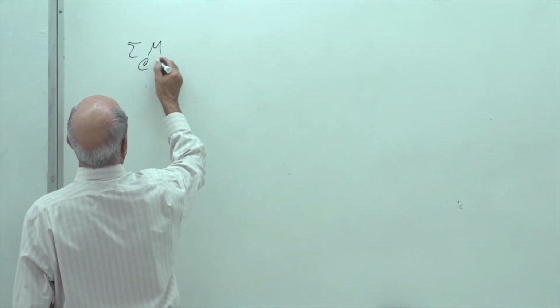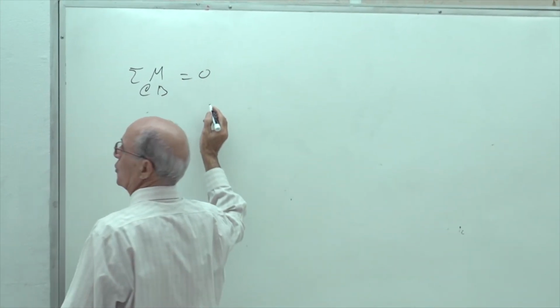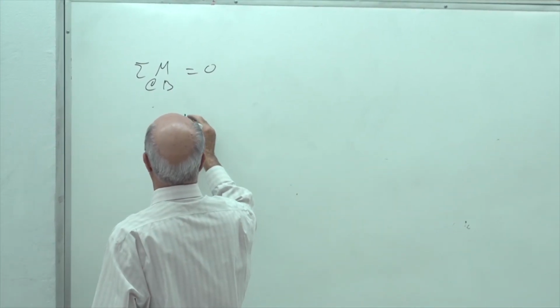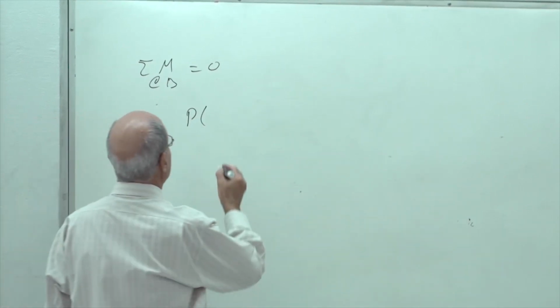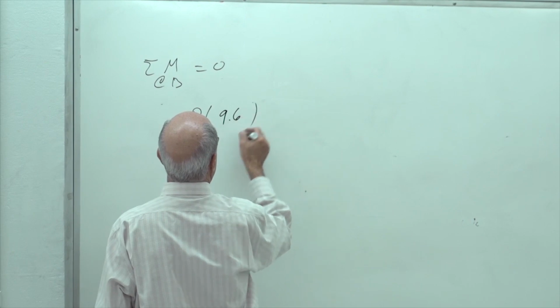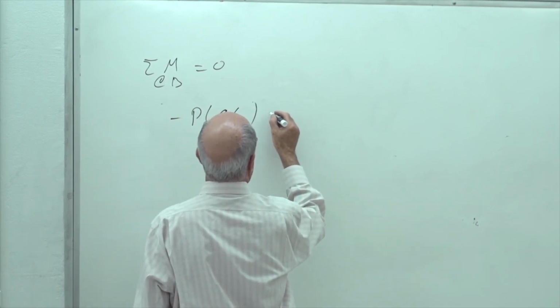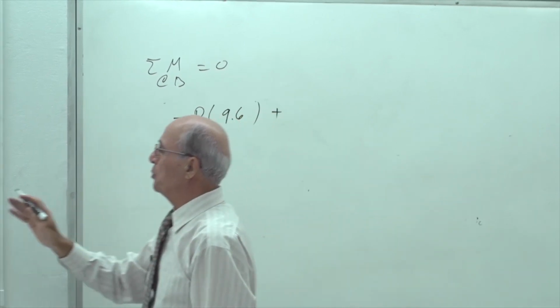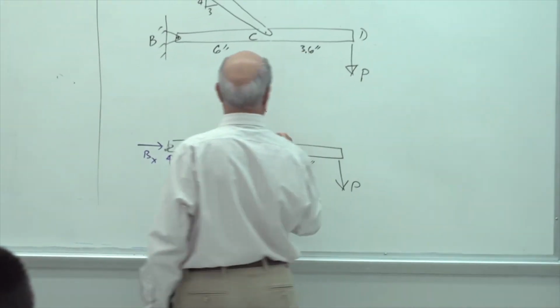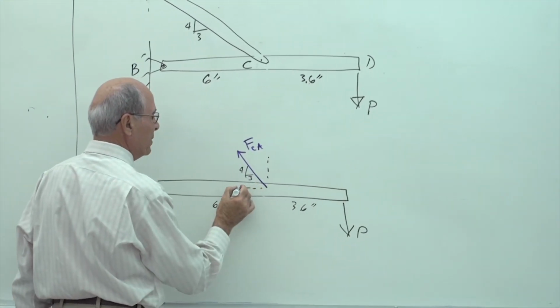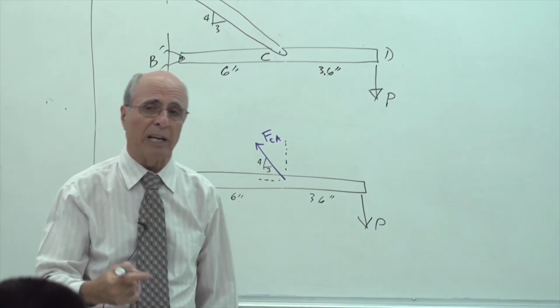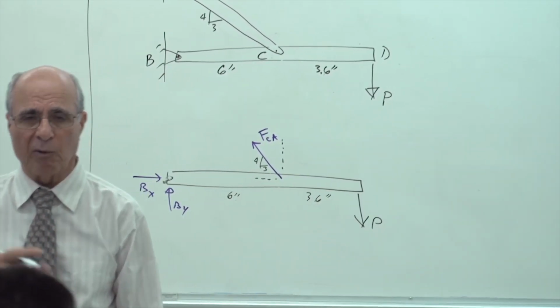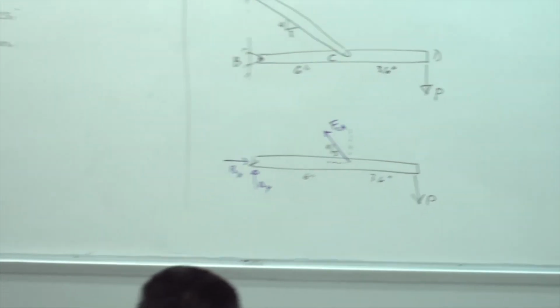Sigma M at B equal to 0. So you get what? You get P times what? P times 9.6. Negative or positive? Negative, plus, I take the counterclockwise. Now you break this, of course, into two components. We have done that. Remember, class 1, example 1 I did in class was this way, when I was calculating the internal forces.